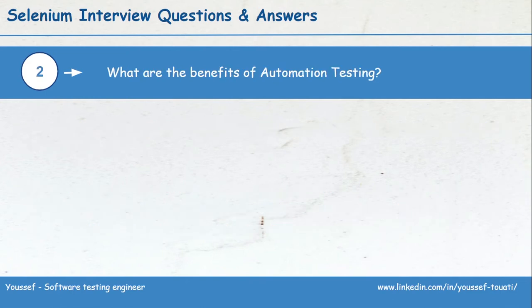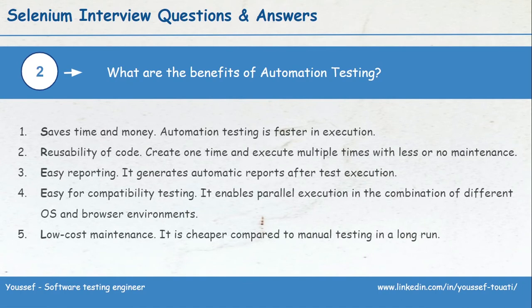Moving to the second question, what are the benefits of automation testing? It saves time and money. Automation testing is faster in execution. Reusability of code: create one time and execute multiple times with less or no maintenance. Easy reporting: it generates automatic reports after test execution.